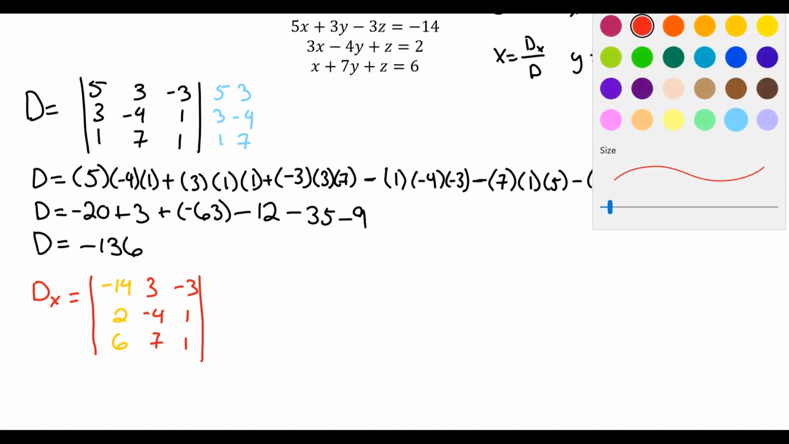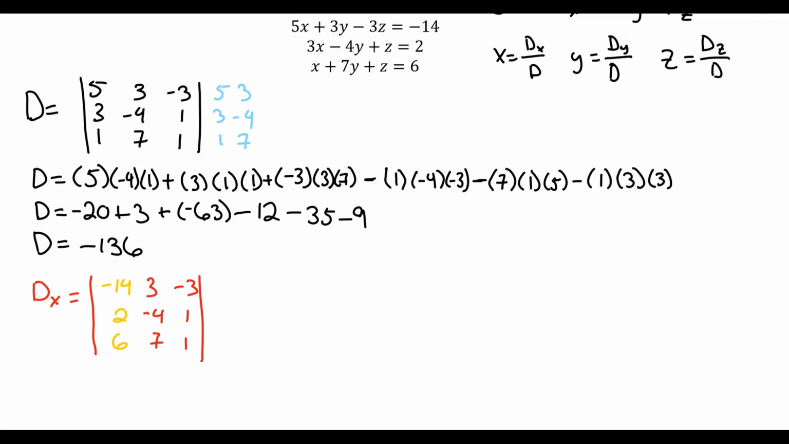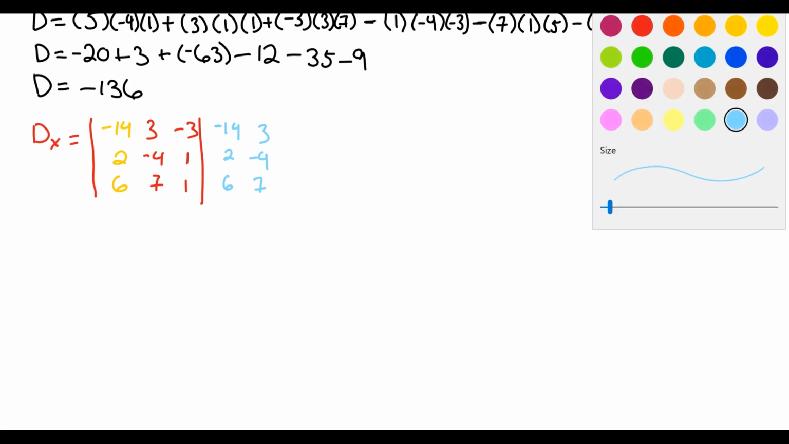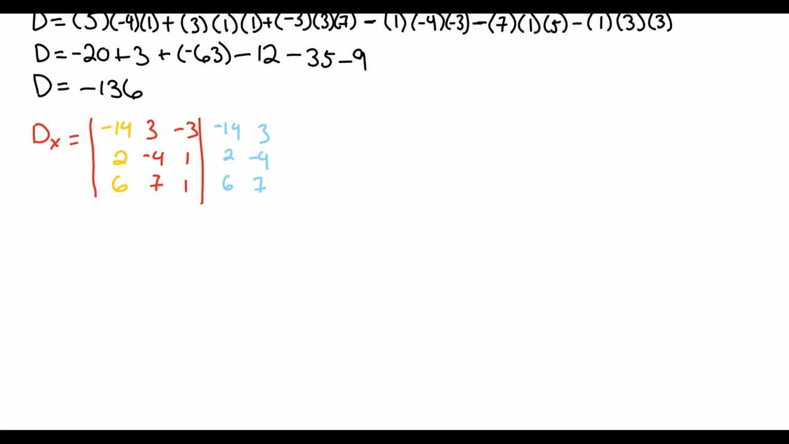And then I'm going to copy over my first two columns, -14, 2, 6, 3, -4, 7. Notice I copied over these two columns, not the original columns. Now I'm going to find my determinant of this.